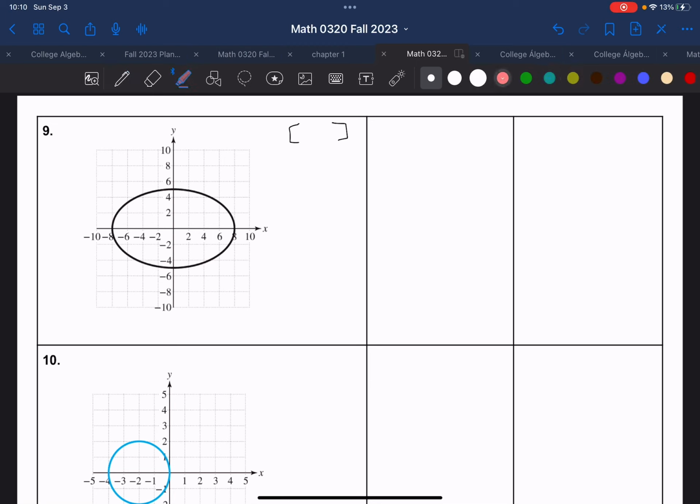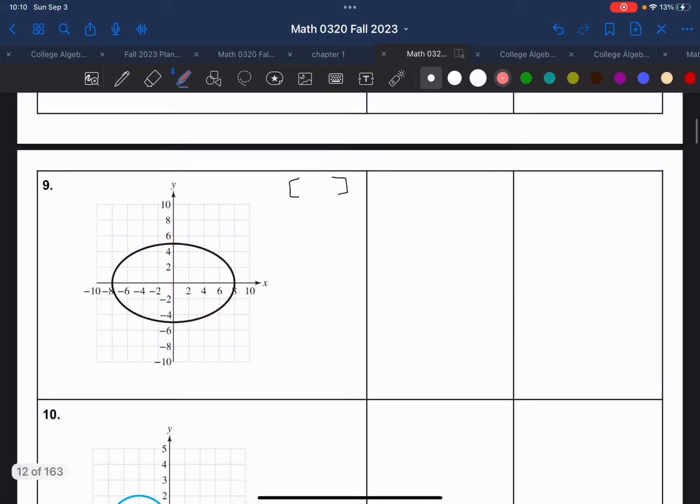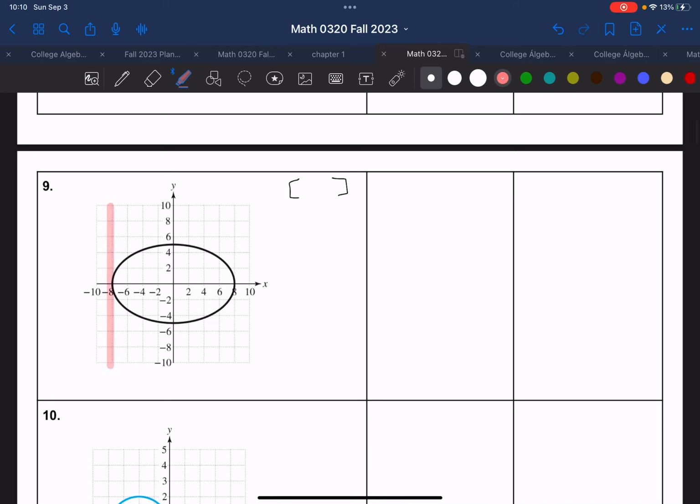Okay, so first looking at our domain, we know domain is our x's. So we are looking left to right. So how far left does this graph go? In this case, -8. And how far right does this graph go? In this case, +8. So if we were to write this as a domain, it would be -8, 8 in brackets.